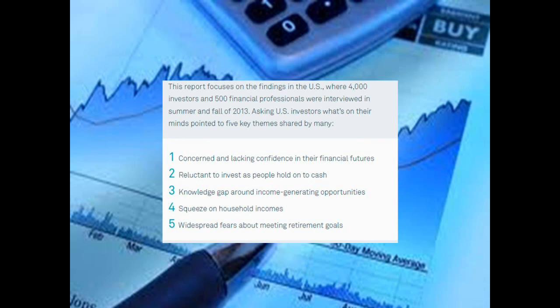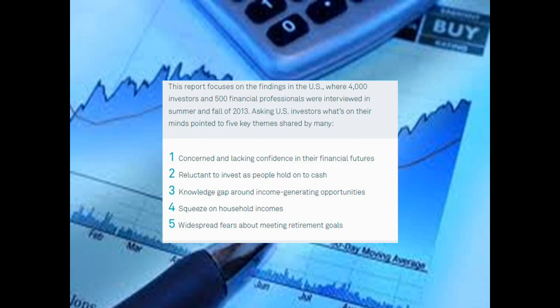And annuities, although we've used them as a great accumulation vehicle over the last several years, their primary purpose is to generate income. And we're seeing more and more sales driven by those income riders rather than the accumulation side of the fixed indexed annuity. And so you're going to find some interesting information inside this report on what investors do and don't know about how to generate income. They're concerned about a squeeze on their household incomes.